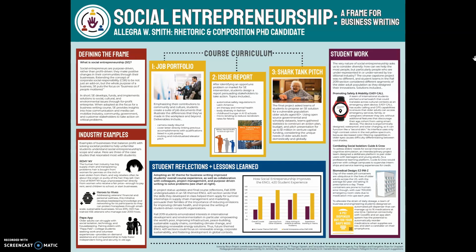The second project, an issue report, asked students to do some research on a target problem or audience that could be helped through social entrepreneurial interventions. Then they designed a report that persuaded stakeholders, ideally C-suite executives or other decision makers in a company, to take action on this issue. These reports balanced data displays, visuals, and short blocks of actively written text in order to mobilize an audience to action.